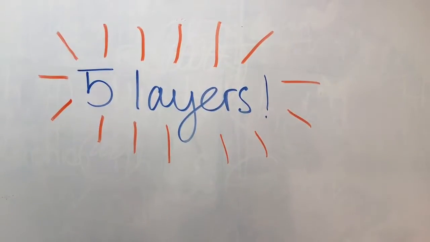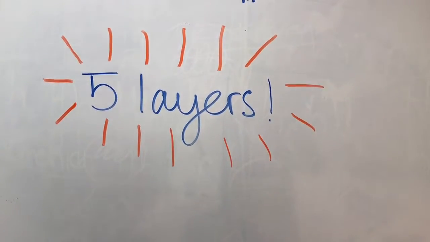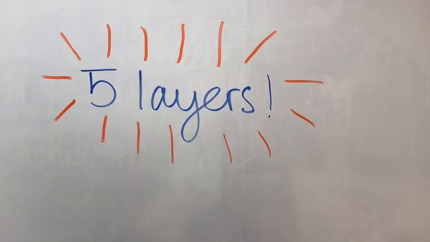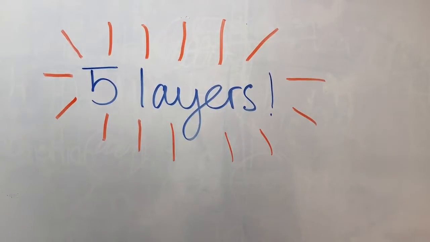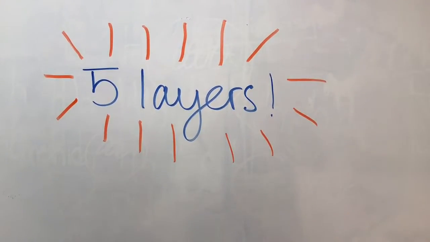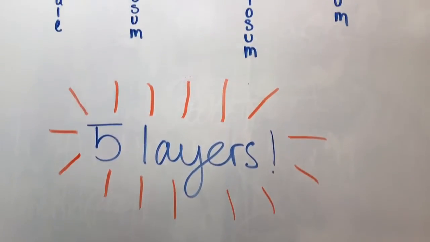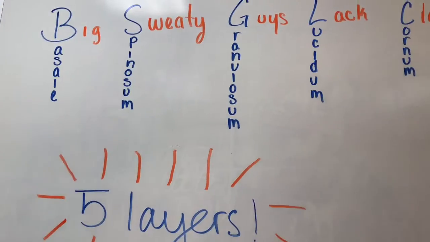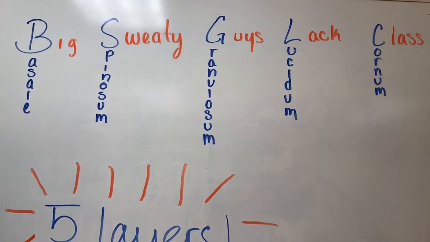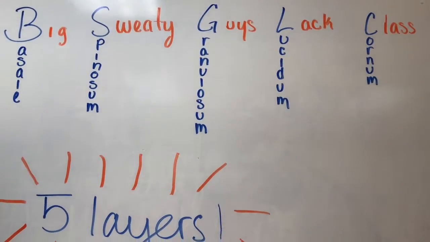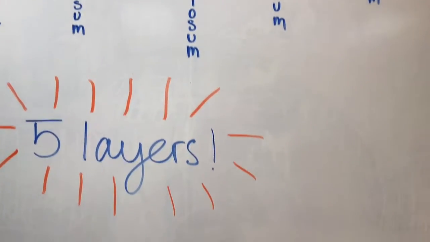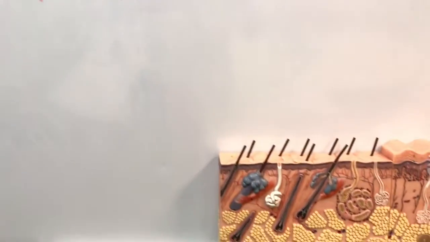The epidermis is made out of 5 layers of skin. We have the stratum basale, stratum spinosum, stratum granulosum, stratum lucidum, and stratum corneum. A fun mnemonic to help you guys remember the layers of the skin: Our big sweaty guys lack class. Let's see on a model where these 5 layers of skin are.